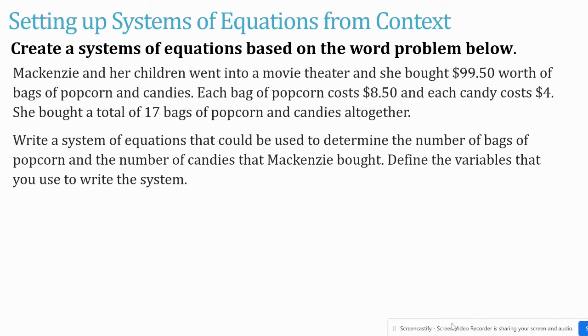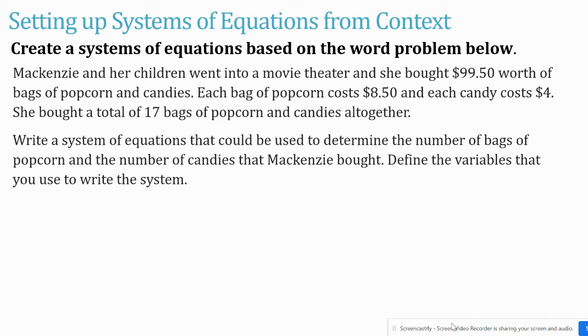Create a system of equations based on the word problem below. Okay, so Mackenzie and her children went into a movie theater and she bought $99.50 worth of popcorn and candy. Each bag of popcorn cost $8.50 and each candy cost $4. She bought a total of 17 bags of popcorn and candies altogether. Write a system of equations that can be used to determine the number of bags of popcorn and the number of candies that Mackenzie bought.